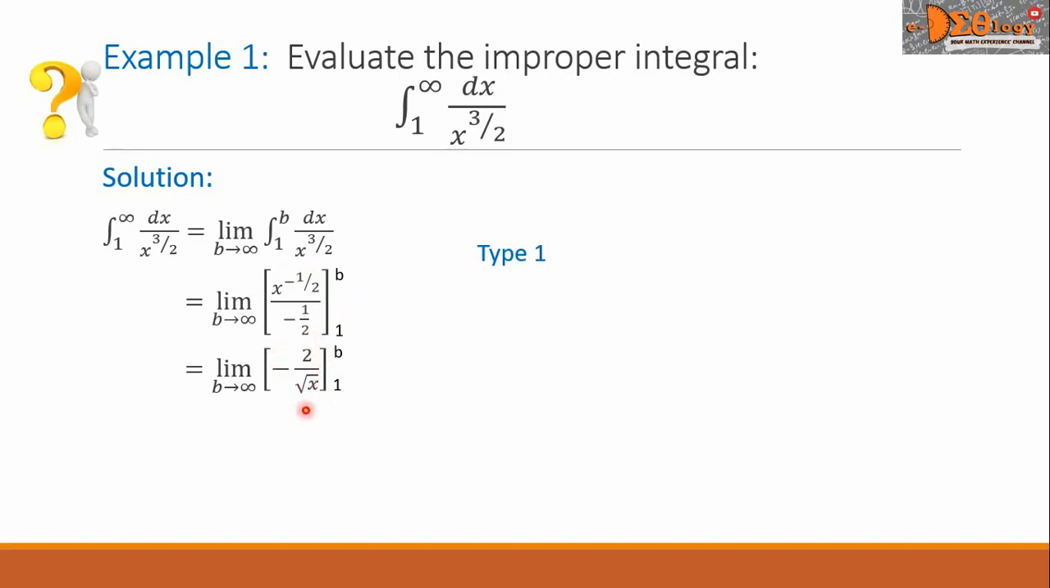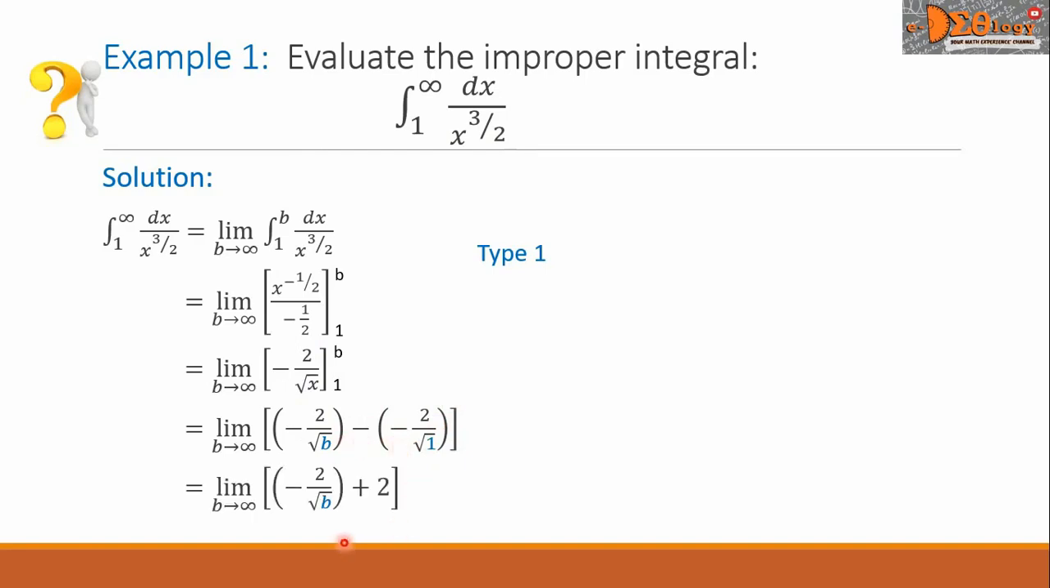Evaluating this fraction by the limits of integration, we will have now negative 2 over the square root of b minus negative 2 over the square root of 1. For the second fraction, the square root of 1 is 1, and negative 2 over 1 is simply negative 2. The negative and the negative will give us positive 2. So we write here plus 2.